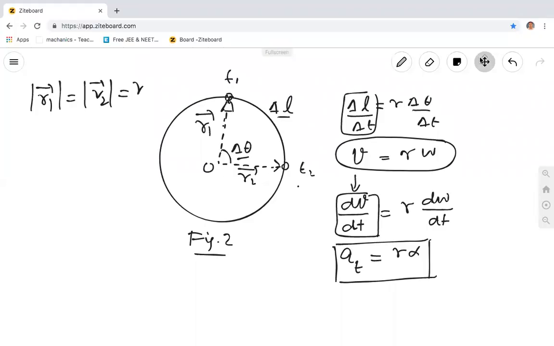Okay. Hello, sir. What is this R? R is the radius of the circle. Is it R1 or R2? R1 is equal to R2 is equal to R. Magnitude is the same. Okay, sir. That's right. Good. Very good question.